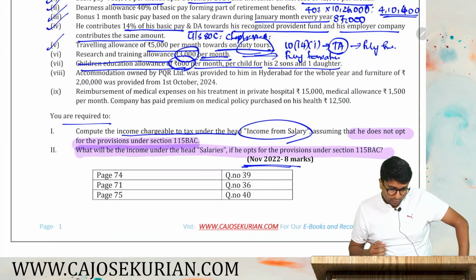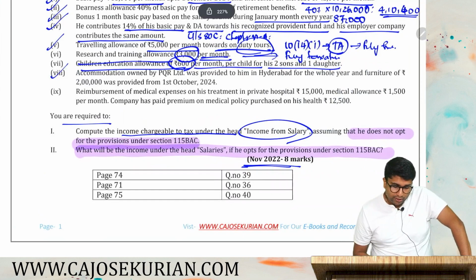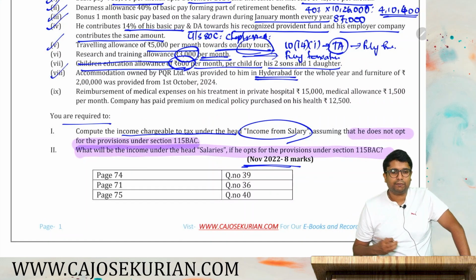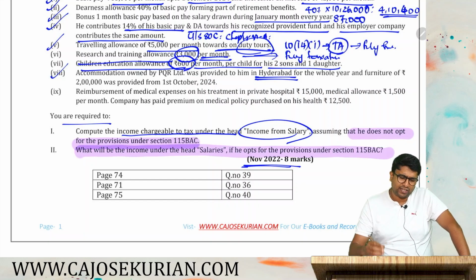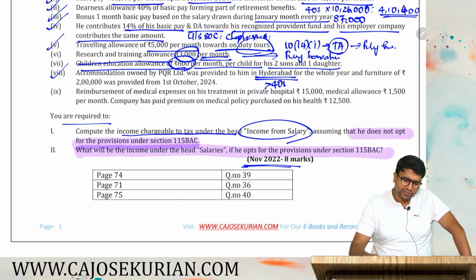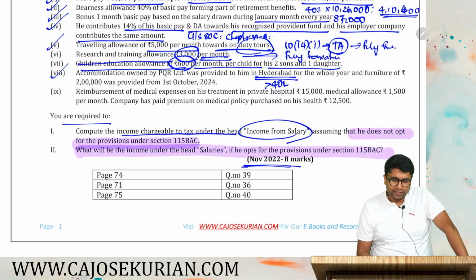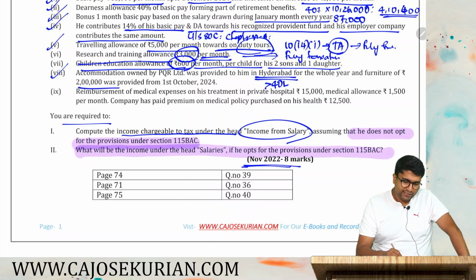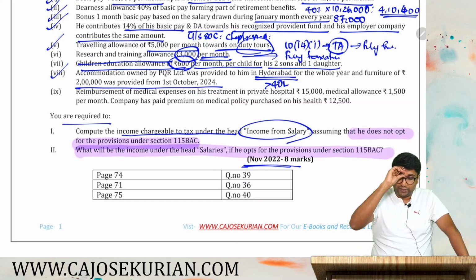Now, what is next? Accommodation owned by PQR Limited was provided to him in Hyderabad. They are saying Hyderabad and we don't know the population of Hyderabad. So we are assuming that the population of Hyderabad is more than 40 lakhs for the whole year, and the furniture of 2 lakh has been provided from 1st October, but accommodation has been provided for the whole year. So we need to value the accommodation.